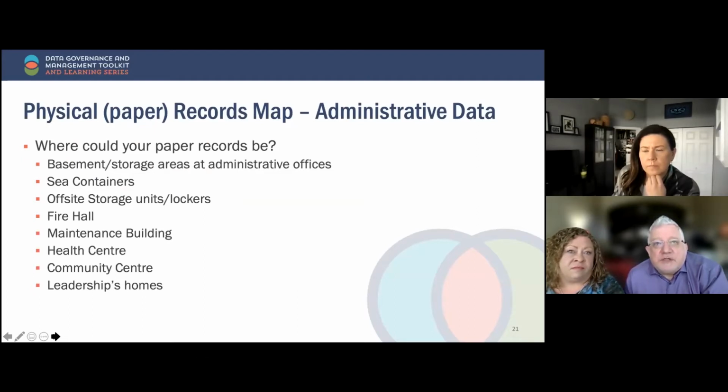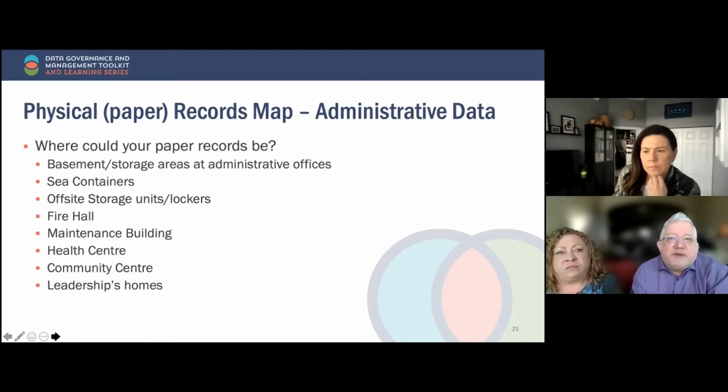So this slide asks the question, where are my paper records? Typically, they're in a range of places. We've listed some of the places our clients have their records stored. As you can see, the locations vary from the government buildings to private homes.